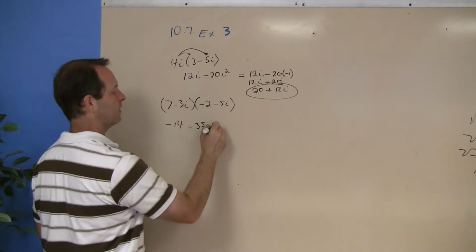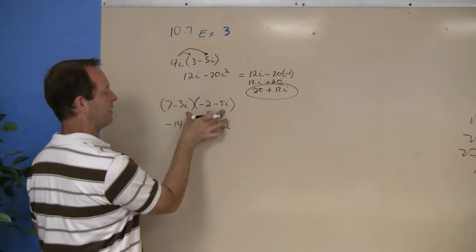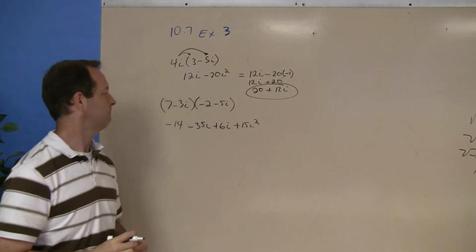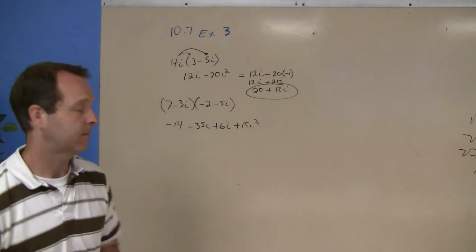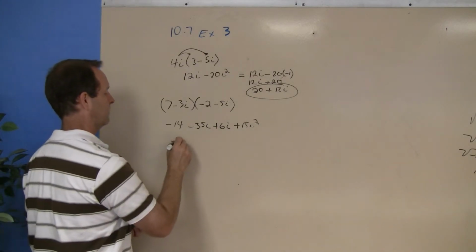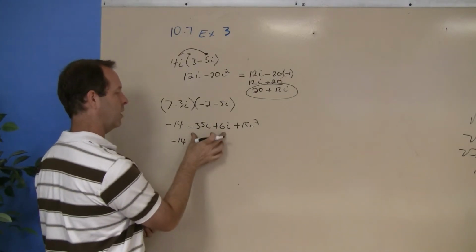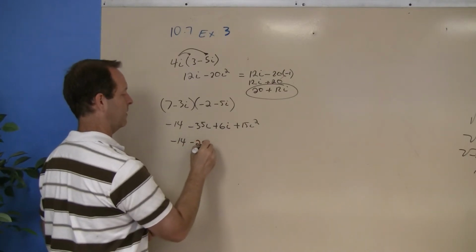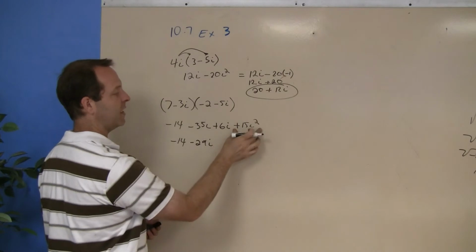multiply the inner terms, multiply the last terms. And now I'm going to collect terms and reduce. Minus 14, the middle terms, 35i plus 6i, and negative 35i gives me a negative 29i, plus 15i squared.